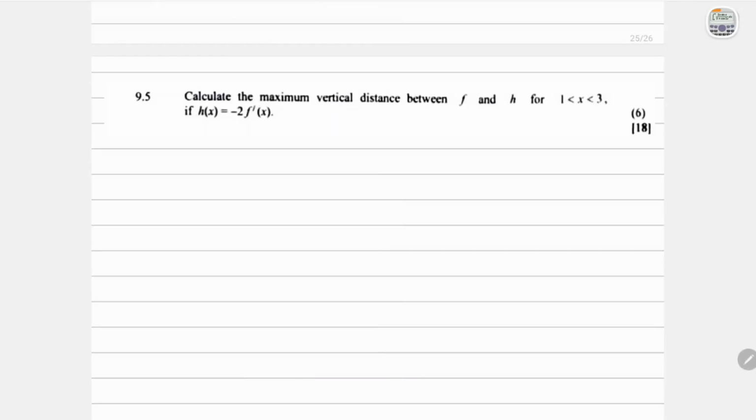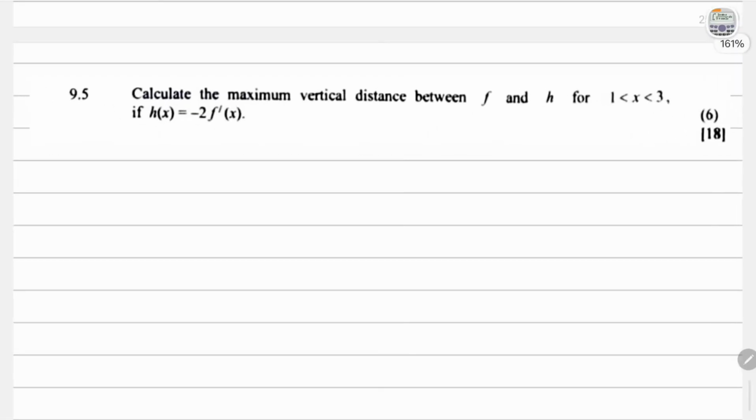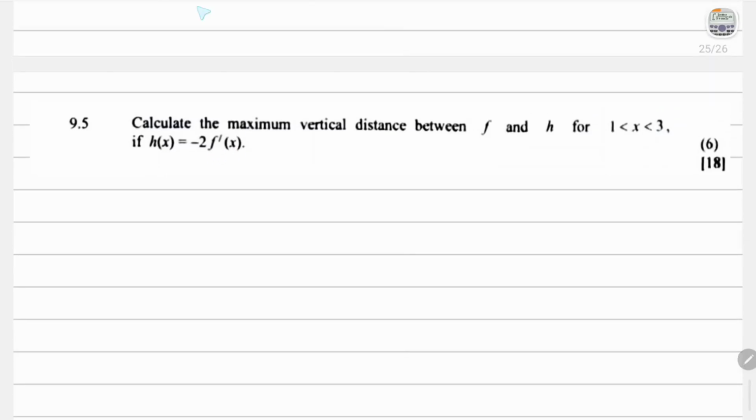Okay, the next question, 9.5, says, calculate the maximum vertical distance between f and h for where x is greater than 1 but less than 3 if h of x is equal to negative 2 f prime of x. Okay, so maximum vertical distance, that's what we're looking for, between f and h, in this interval, and h of x is equal to this. So you see what h of x becomes, right? You have the derivative of f, but then it's multiplied by negative 2.